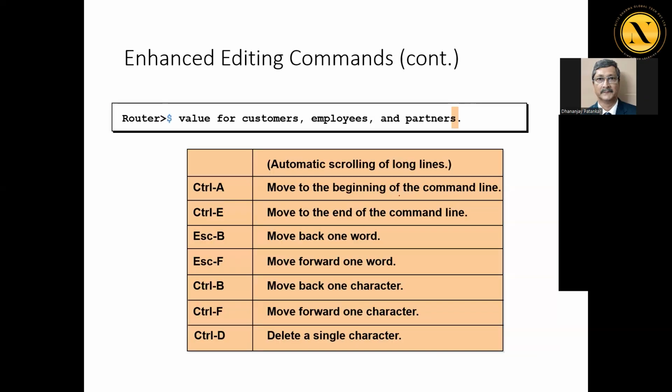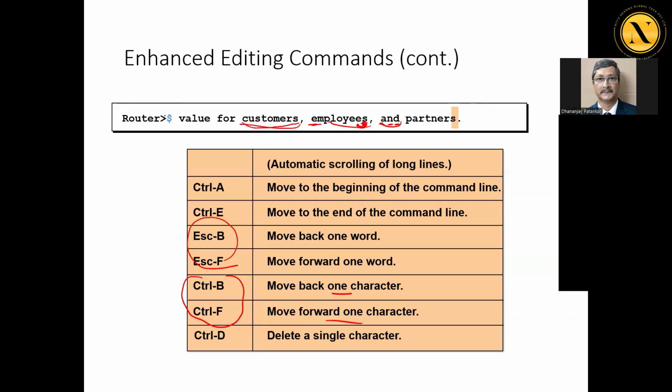Control B means just one character behind. So if my cursor is here, I will come one step back here, right? But if I press Escape B, my cursor will come to the beginning of the word. Okay. Likewise, Control B and F move one character backward or forward, and Escape B or F means one full word either forward or backward.